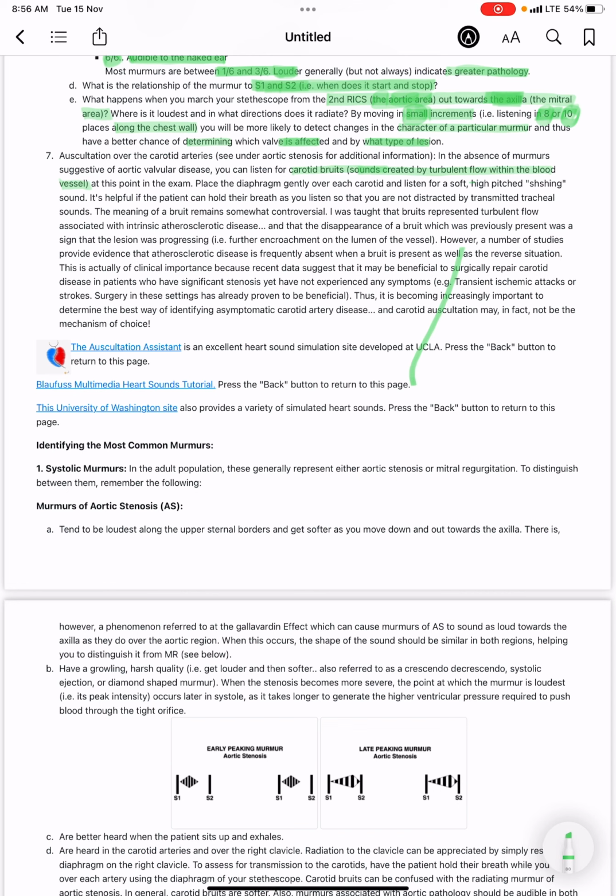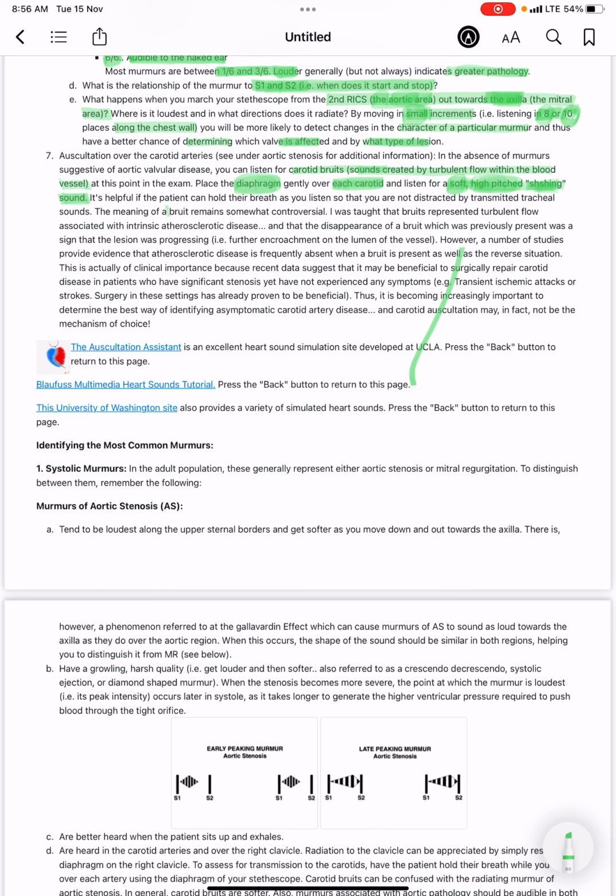Place the diaphragm gently over each carotid and then listen for a soft, high pitched shing sound. So what sound are you listening for over the carotid? A soft, high pitched, shing sound. It is helpful if the patient can hold their breath as you listen so that you are not distracted by transmitted tracheal sounds. Sometimes you get confused whether it is a tracheal sound or the soft high pitched shing sound of the carotid, so you have to tell the patient to hold their breath.